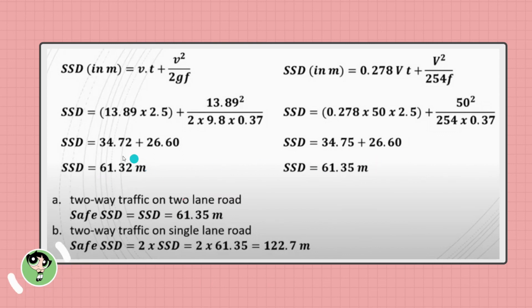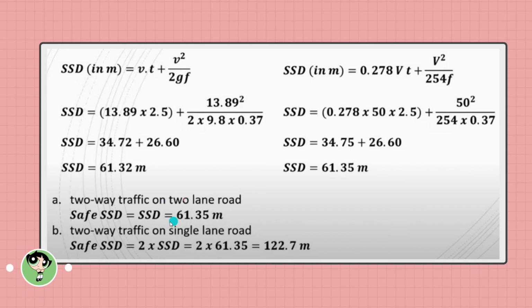So, di ba? Same ra sila. Pero kwaon na to ang kaasang mas dako og decimal point. So, ang atong answer sa tuang A, we have the two-way traffic on two-lane road is we have 61.35 meters. Ano yun siya? Ang atuang sa two-lane road.